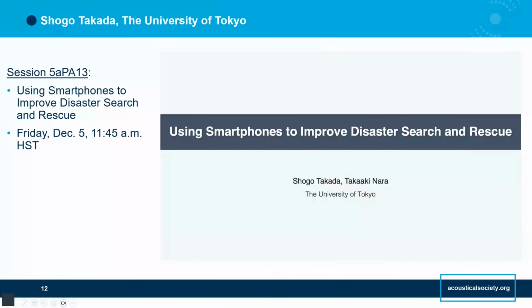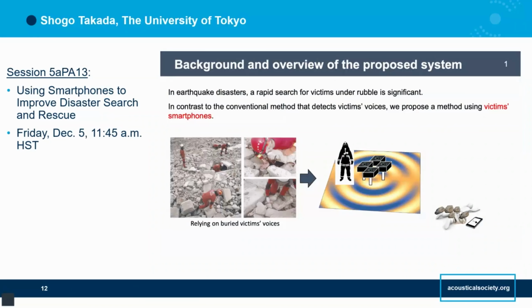I'm Shogo Takada from the University of Tokyo, and I'll present our work on using smartphones to improve disaster search and rescue. In earthquake disasters, a rapid search for victims in the rubble is significant. In contrast to the conventional method that detects victims' voices, we propose a method using victims' smartphones.